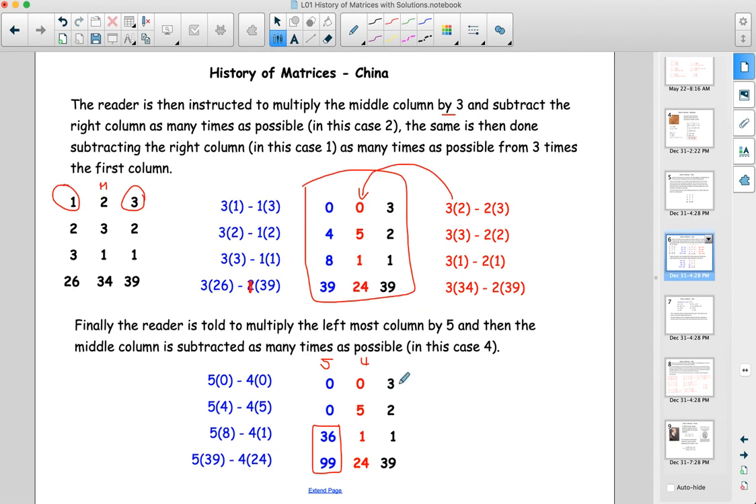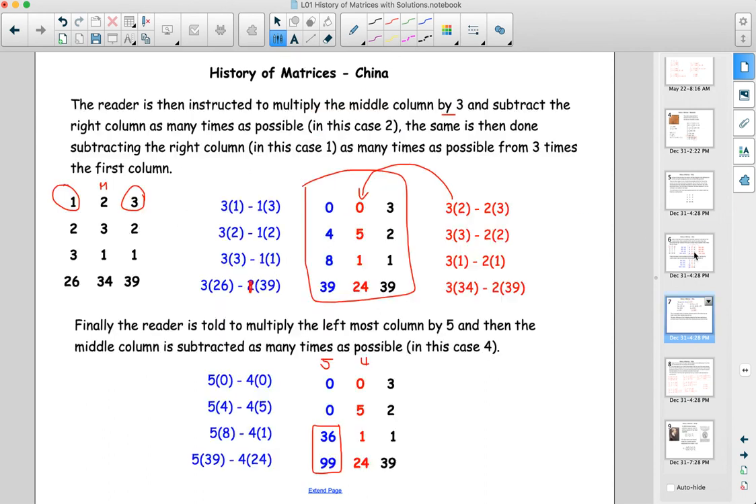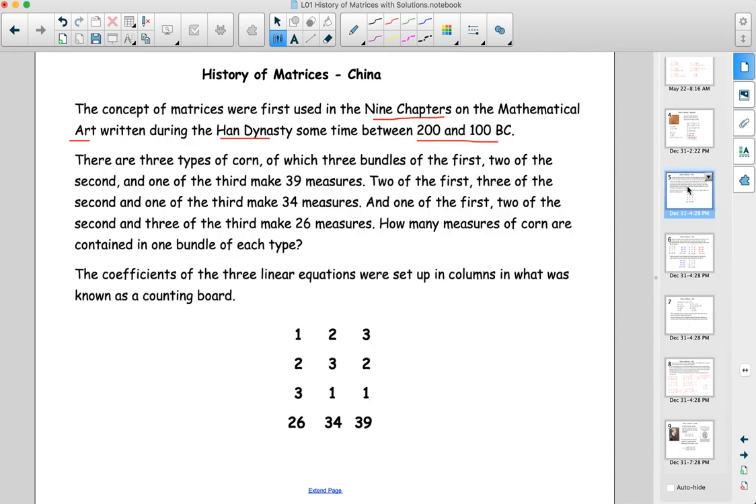And then we're going to have to go to this column, which is 3x plus 2y plus z is 39. So 3x plus 2y plus z is 39. But we know what y and z are, and that gives us that x is 9.25. Very similar to Gaussian elimination that we used today. Major difference is we are using rows rather than columns, and because I'm so familiar with matrices, I find it difficult to follow what they were saying because I keep wanting to do my elimination row-wise rather than column-wise. So what I'm going to suggest you do now is you try to resolve this problem using matrices if you've seen them already.